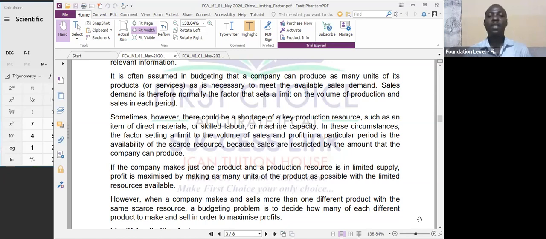If the company makes just one product and a production resource is in limited supply, profit is maximized by making as many units of the product as possible with the limited resources available. What does it mean? Let's assume that I am making bread, a typical illustration, and that is the only thing I make. So if flour, which is the principal material used to make bread, is in limited supply, and so instead of 500 bags that I usually ask for in a month, I get only 300 or perhaps 250. Now, how will I make maximum profit?